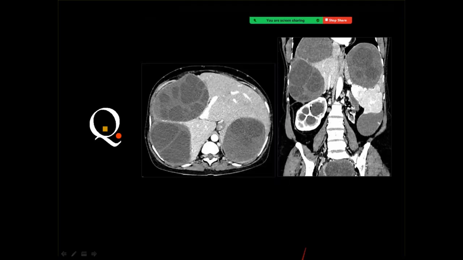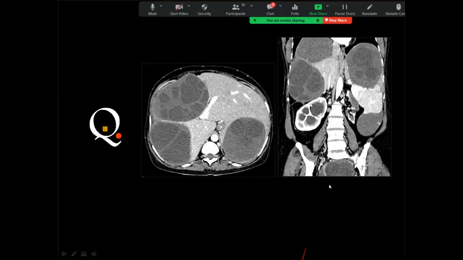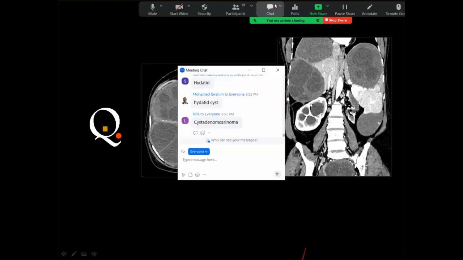No, the previous case is not an omental cake. This is not the site of the omentum. The omentum is a little bit higher, and it lies immediately underneath the anterior abdominal wall, and it does not surround the small bowel. On the contrary, the small bowel is displaced posteriorly by the omental cake. Next case.